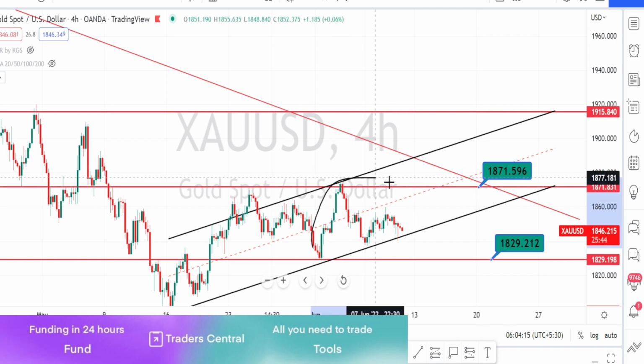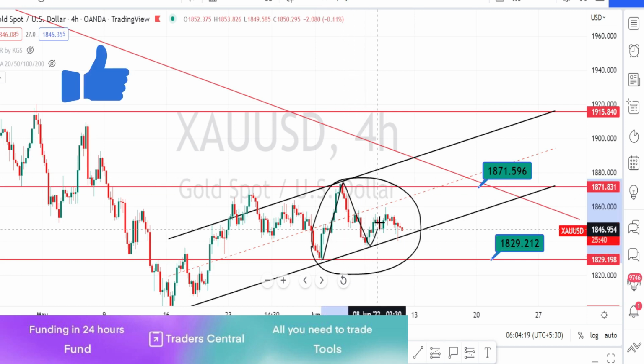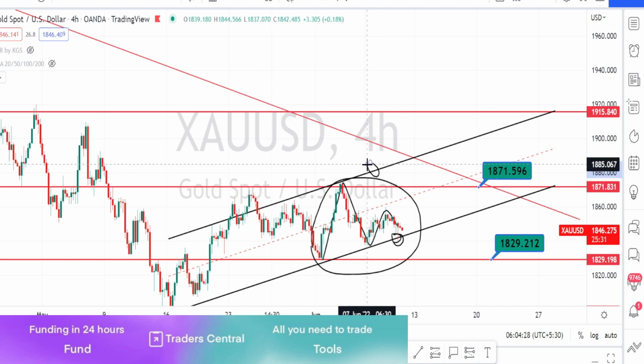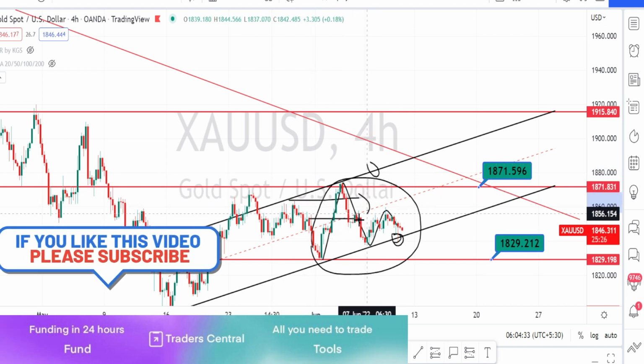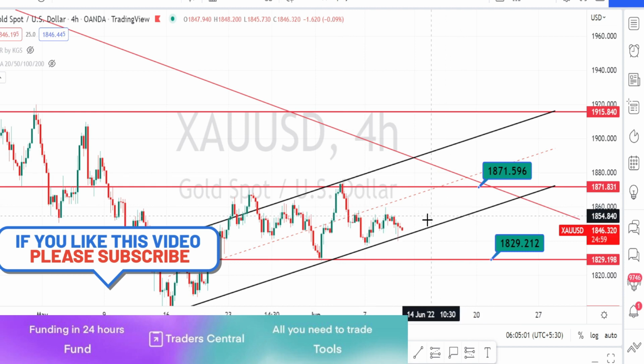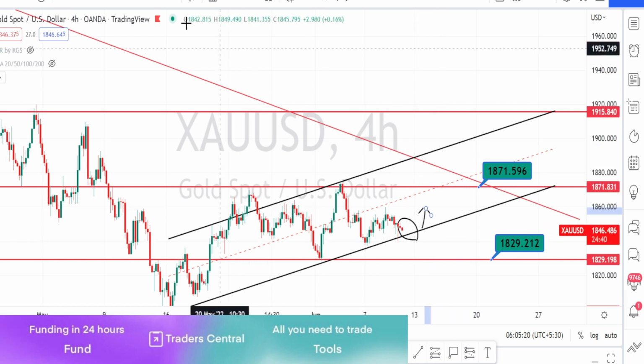So as per yesterday's analysis, the current price action is still trading within the bullish channel pattern. It has not broken the support line or the resistance line. The current price action is still trading sideways within the bullish channel pattern. Let us wait and see if the price action breaks this support line or whether it bounces back from this support line today. Let us do the analysis in hourly time frame.